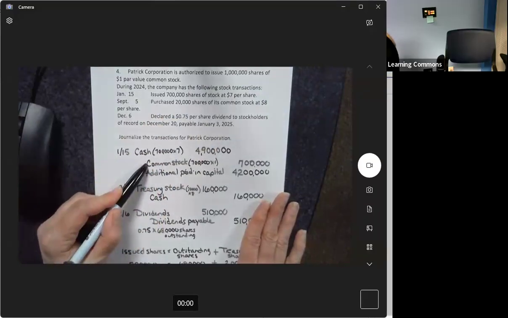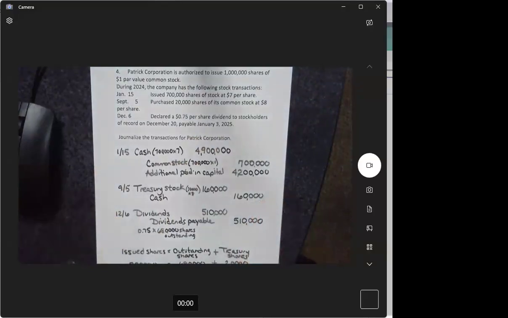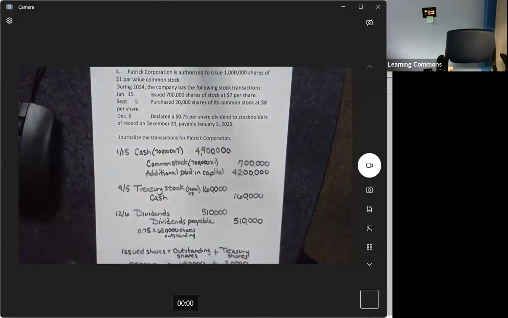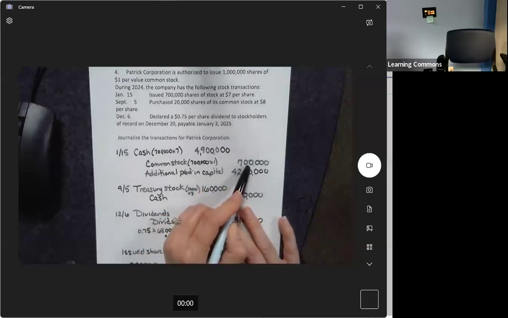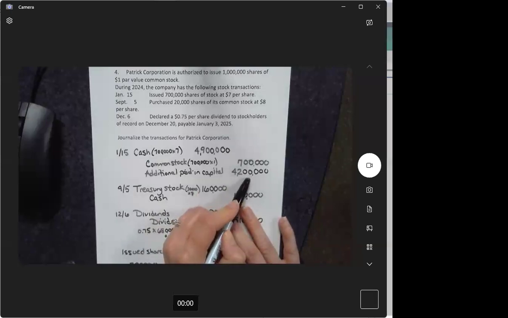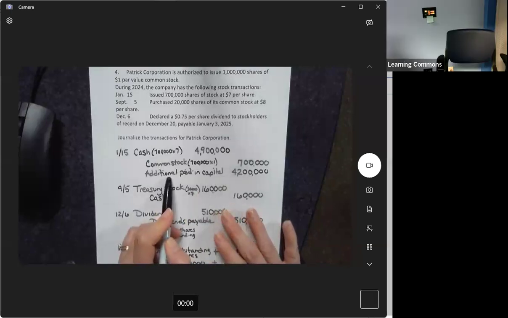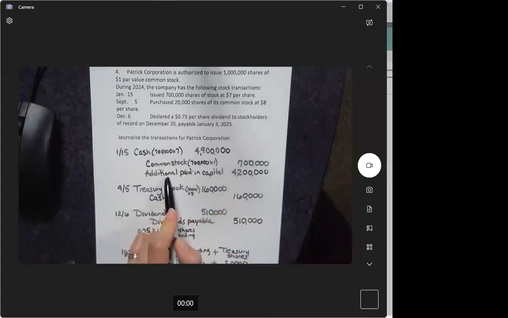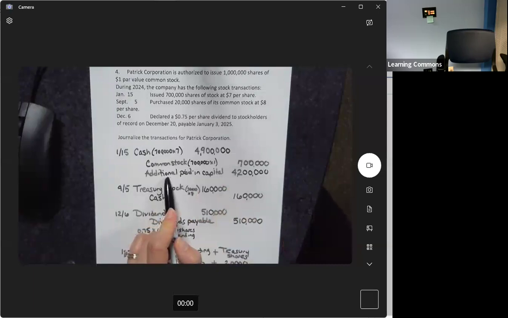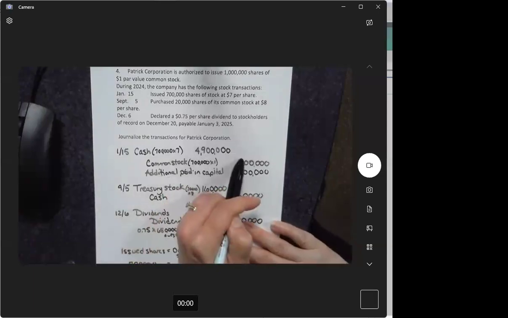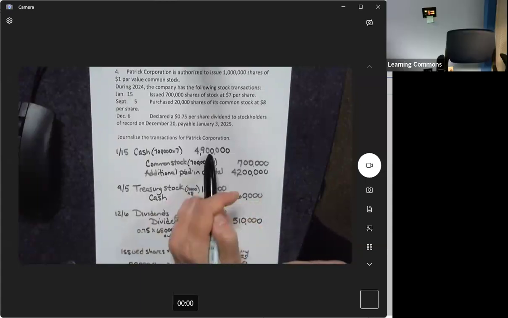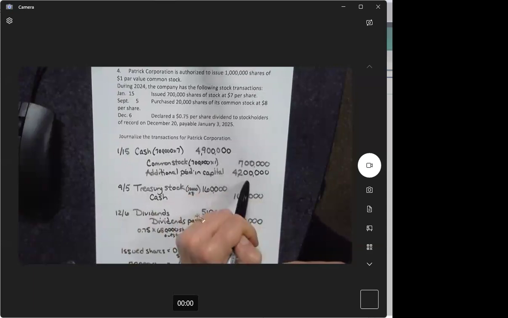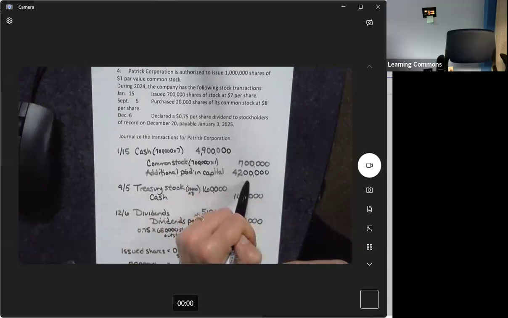But we can only credit the common stock account for the total par value of the shares that we issued. So if we've only got a $1 par value, we can only credit common stock for $700,000. The rest goes to our new equity account called additional paid-in capital. Again, where we get that number: we know the cash, and that minus the par value gets us to the additional paid-in capital, because we know the total dollar value of our debits has to equal the total dollar value of our credits.